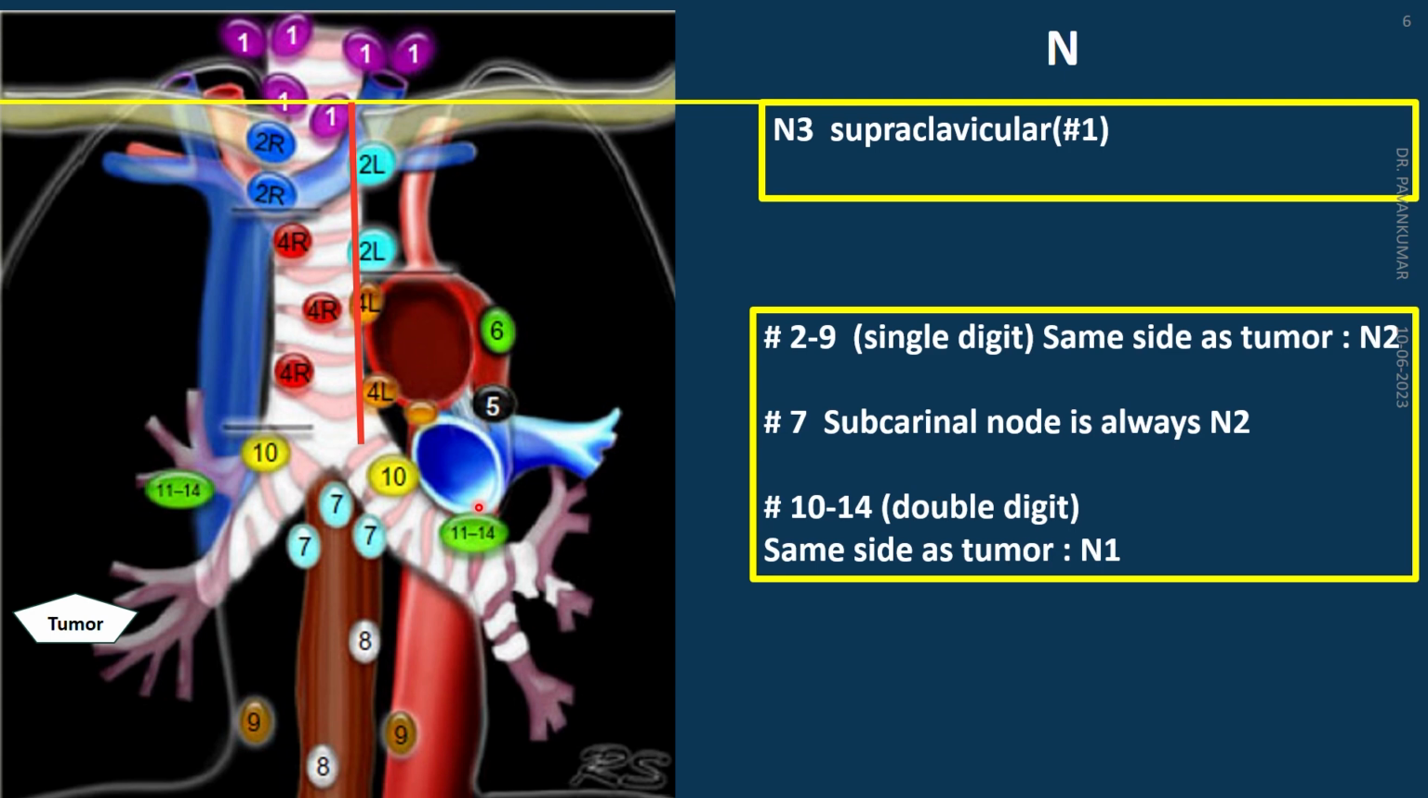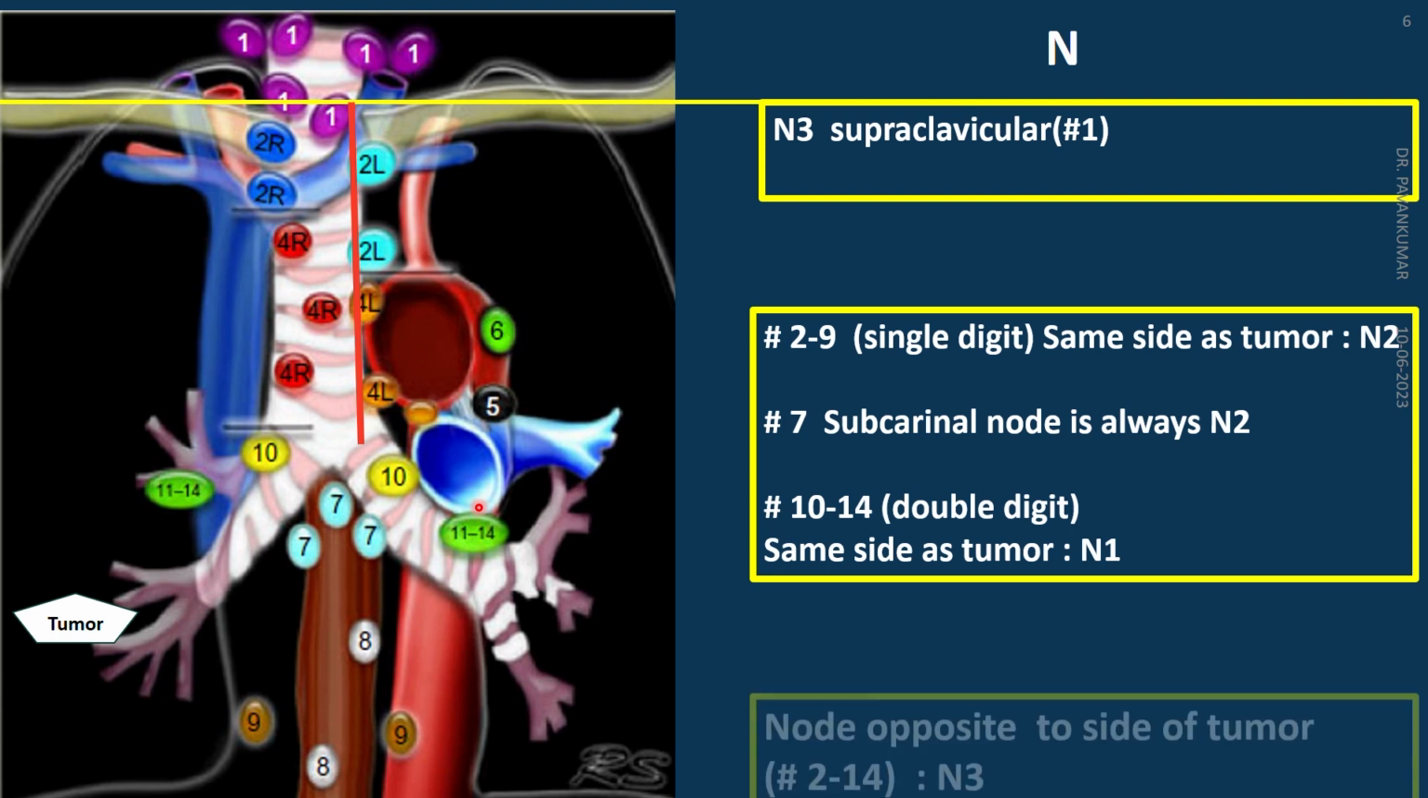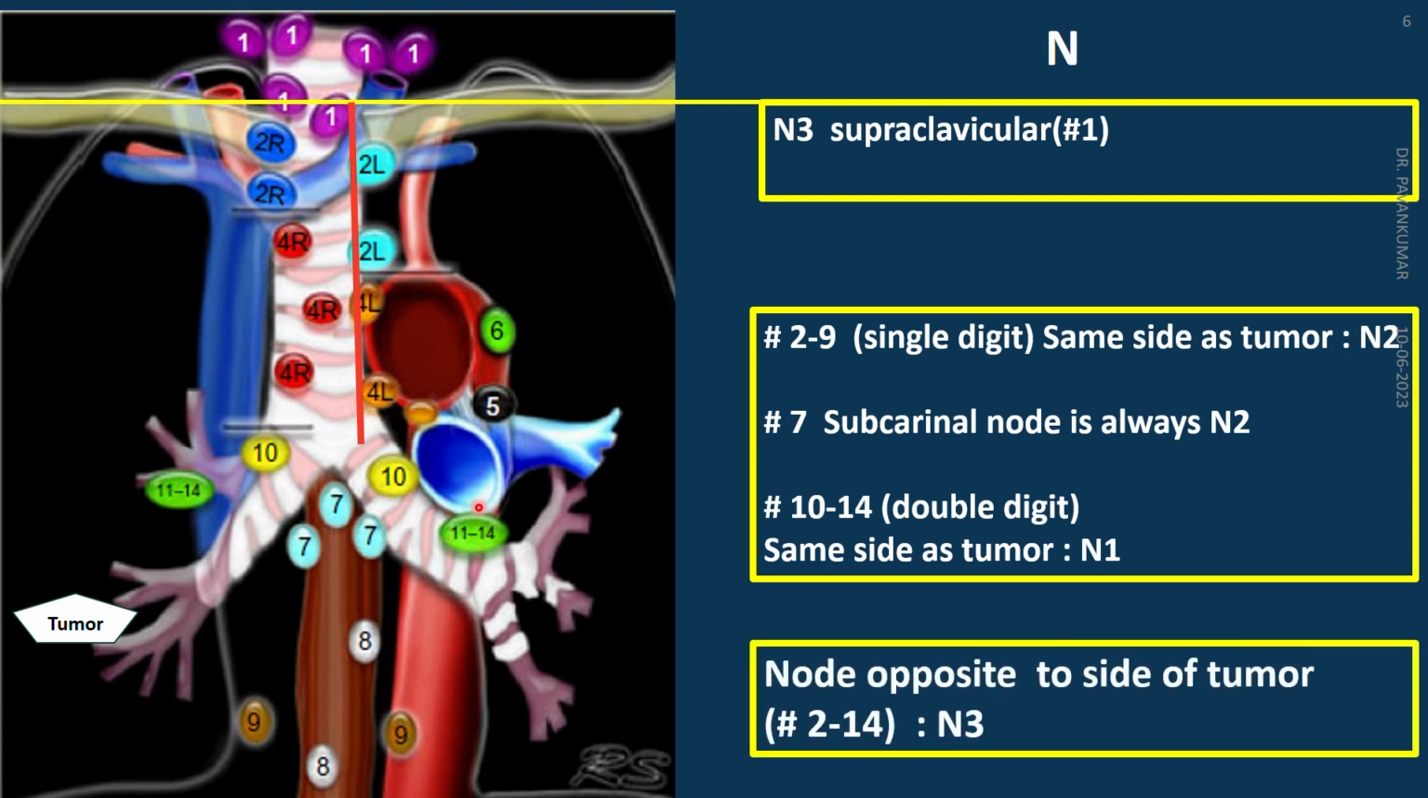The nodes which are double digit nodes from 10 to 14 on the same side of the tumor are N1. Anything on the opposite side is an N3 node.